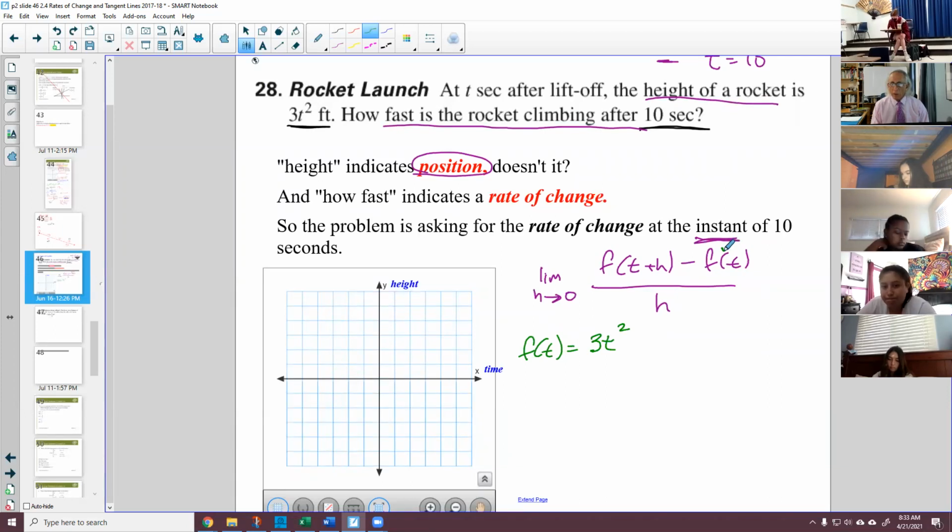Okay, so I got this part of my formula. I'm doing pretty good. Now I want to get what is f of t plus h. Maria, what is f of t plus h?